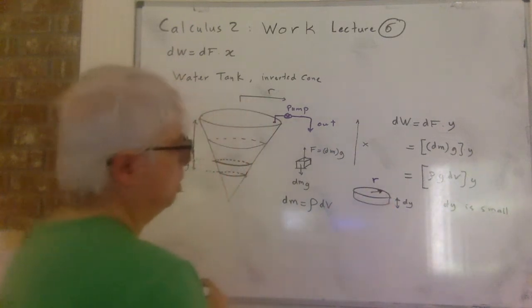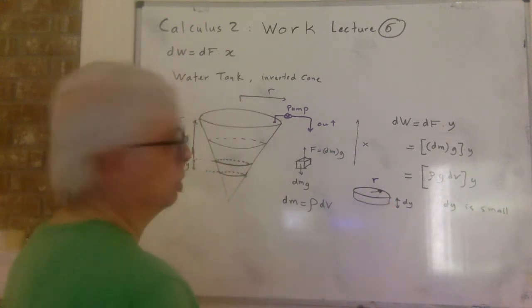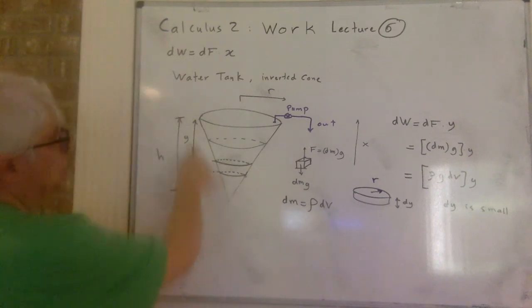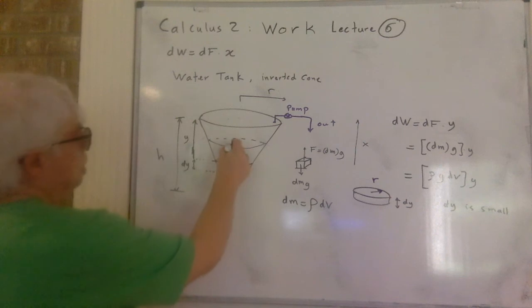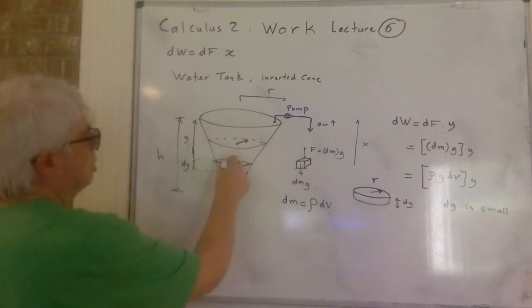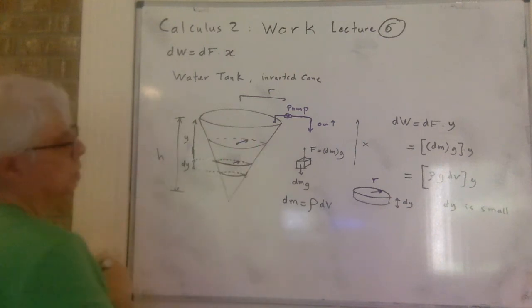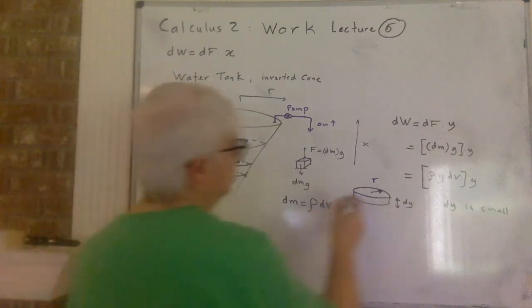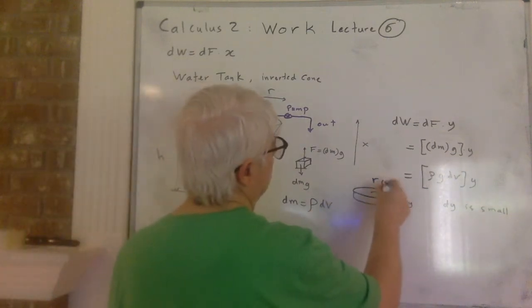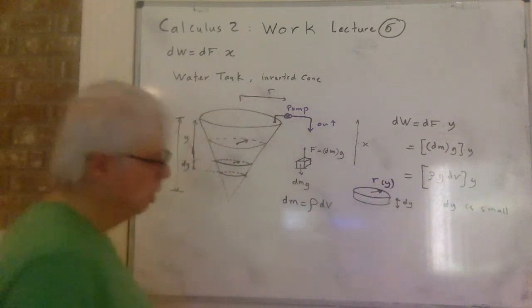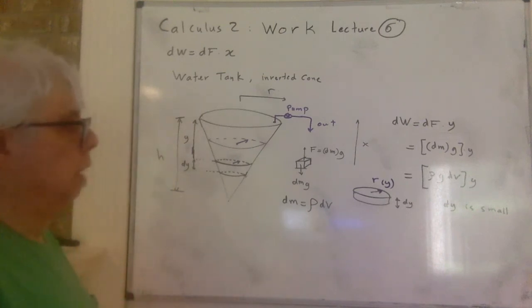I need the radius as a function of what? You see, the radius changes with y. Up, down, the radius changes. The radius is something here, and there's another thing here. So the radius changes with y. So radius is in fact a function. Okay.